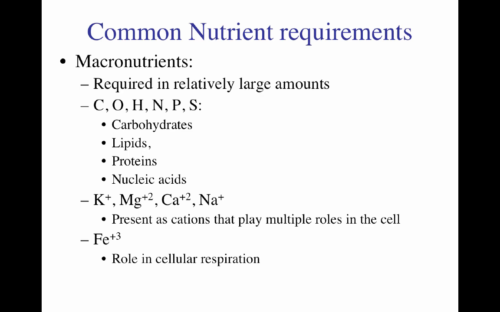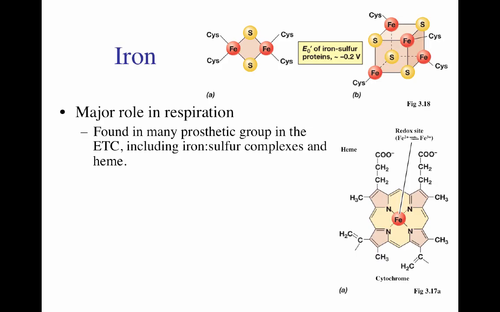So let me take a little moment to concentrate a bit more on iron, as it's one of the molecules that we really haven't studied a lot, for example, in Bio 110. As you know, iron is present in iron-sulfur complexes in many of the proteins found in respiration. It is also the main ion in heme, which is a prosthetic group that receives electrons in the electron transport chain.